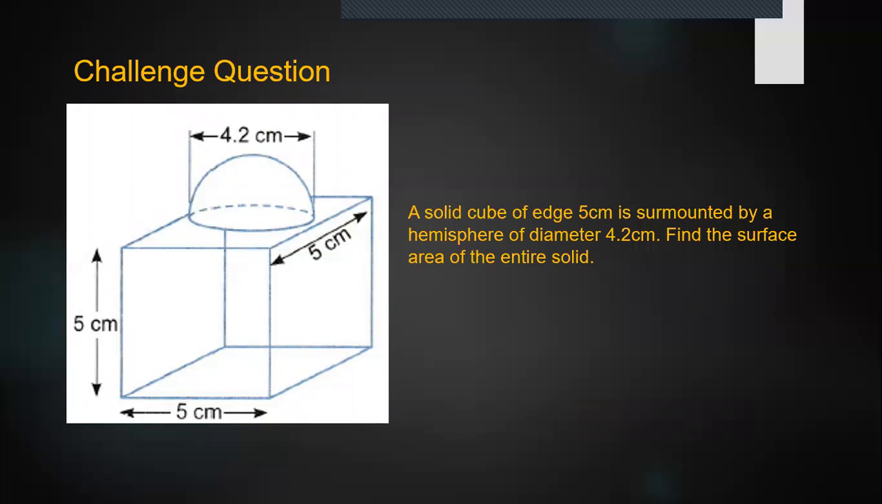Next, I move to the challenge question. It says a solid cube of edge 5 centimeters is surmounted by a hemisphere of diameter 4.2 centimeters. Find the surface area of the entire solid. So you can see a cube over here with the edge equal to 5, and a hemisphere is being placed on the top surface of the cube, and the diameter of the hemisphere is 4.2 centimeters. You have to find the surface area of the entire solid.